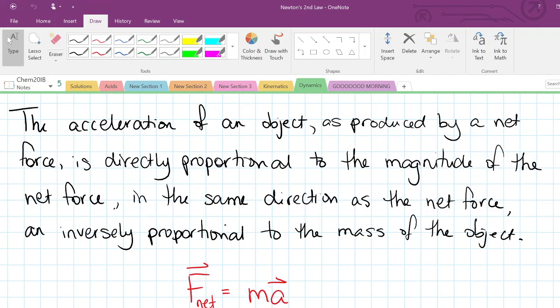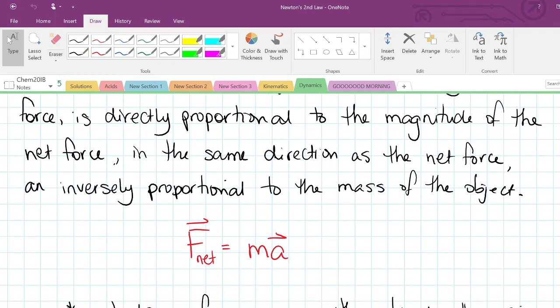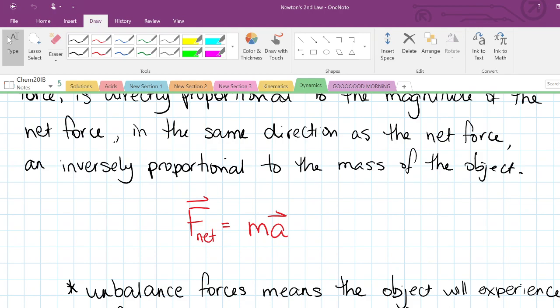Essentially what it says is the acceleration of an object as produced by a net force is directly proportional to the magnitude of the net force, in the same direction as the net force, and inversely proportional to the mass of the object. So inversely proportional. So that means that if the mass goes up, the acceleration is going to go down, right? Because it's going to require a larger net force to get it accelerating. And so what we're looking at is that imbalance in the forces of the overall object.